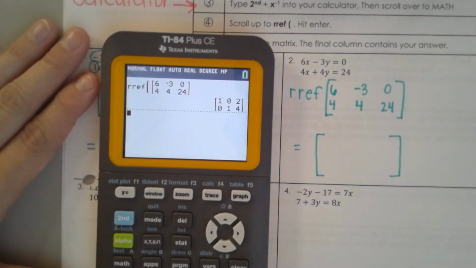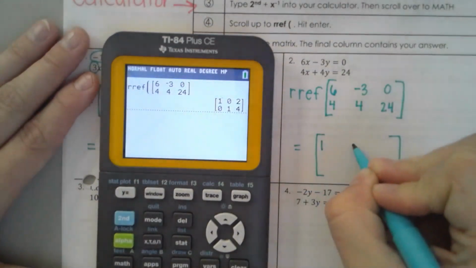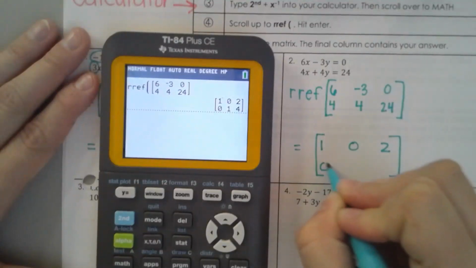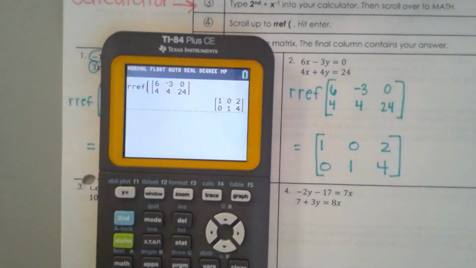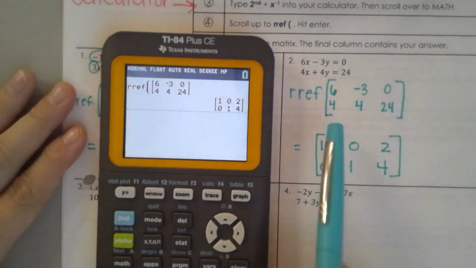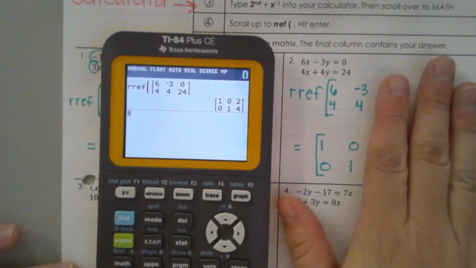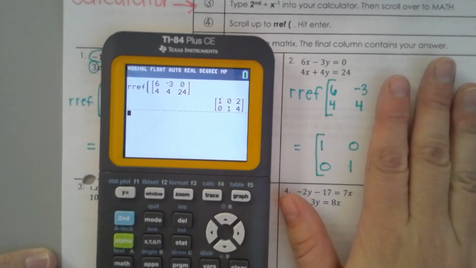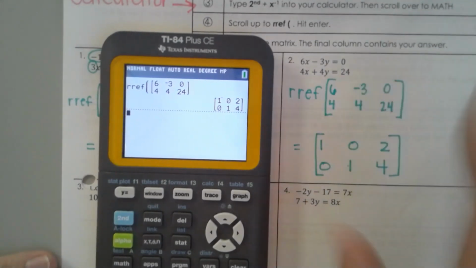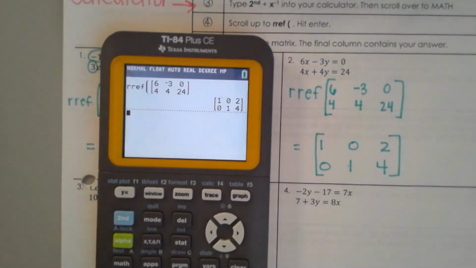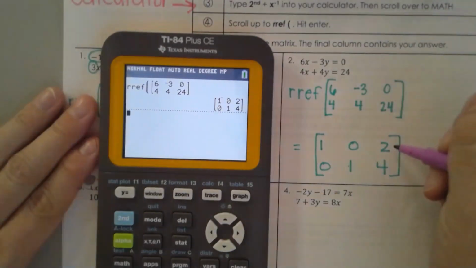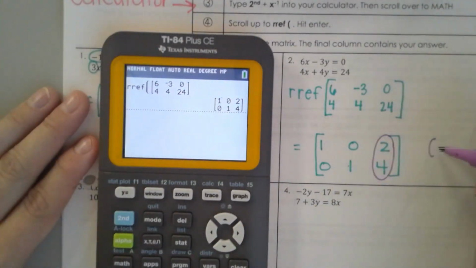And then when I hit enter, I get 1, 0, 2, 0, 1, 4. These first 2 columns will always be the identity matrix. That was some vocabulary that you had in Unit 2. The last column is your solution. 2, 4.